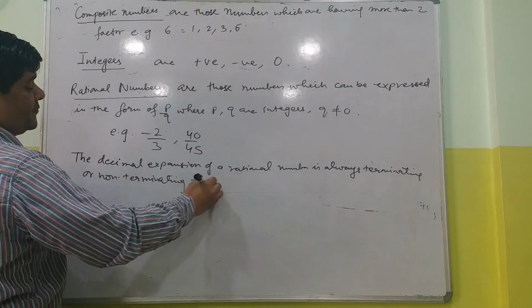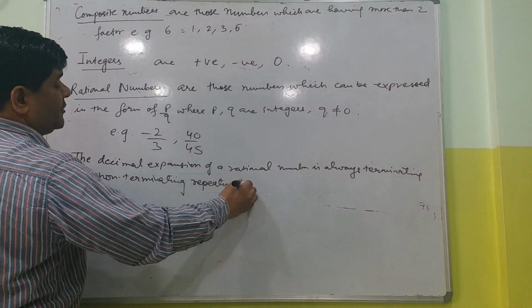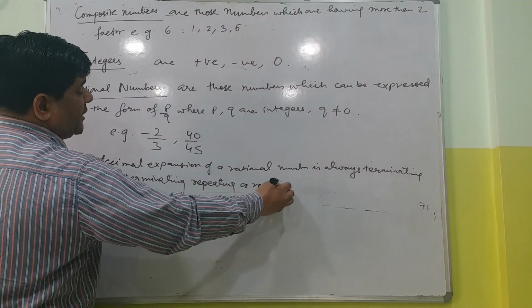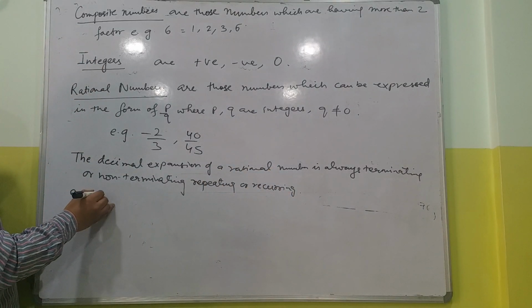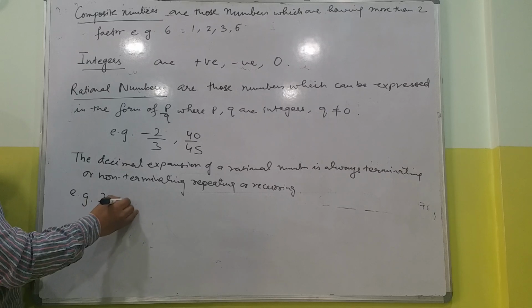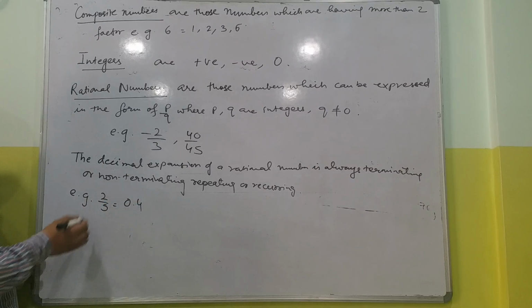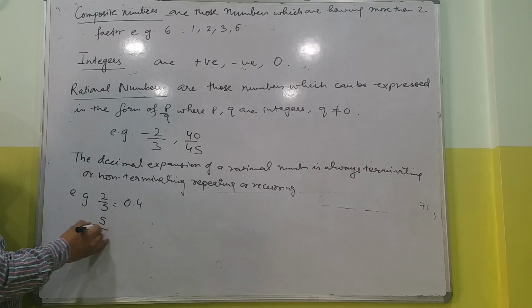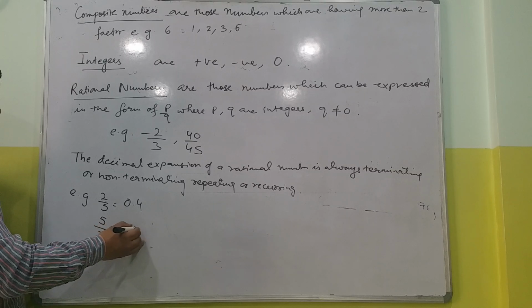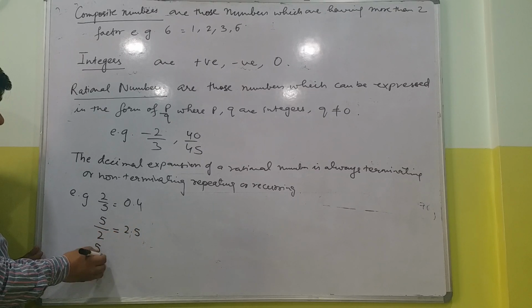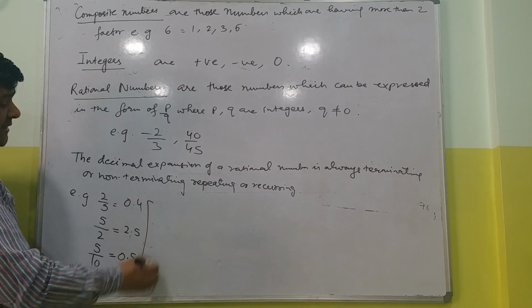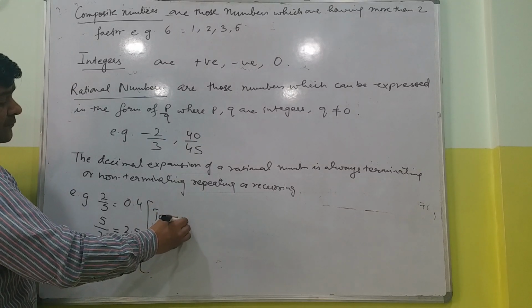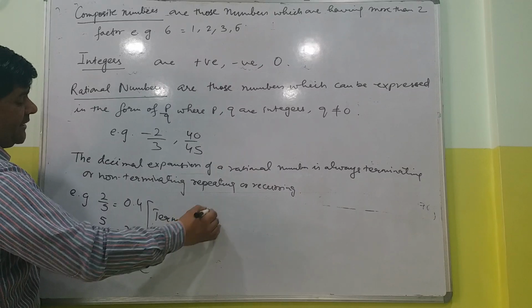Terminating and repeating. Repeating means recurring, and recurring means anything which repeats itself. For example, if you divide 2 by 5, you will get 0.4. If you divide 5 by 2, you will get 2.5. If you divide 5 by 10, you will get 0.5. So all these are terminating because they exactly divide.